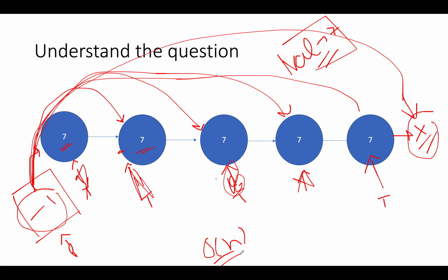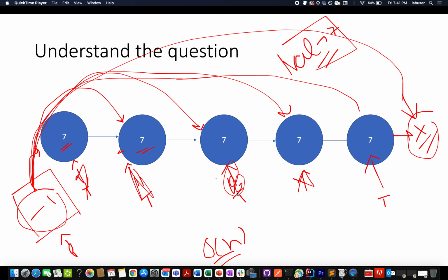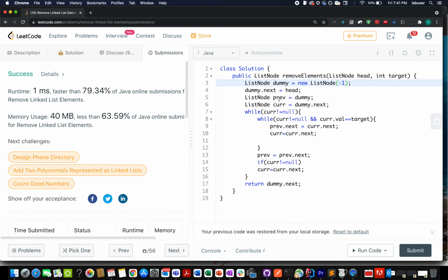Now let's move on to the coding section, and I'll exactly follow the same steps as I told here. So in the first step, I go and define a dummy node, and the value of this node is -1. I assign dummy.next to the head of the linked list so that I have created an updated linked list with dummy incorporated in it. I have created two nodes, previous and current. Previous points to the dummy node, current points to dummy.next.